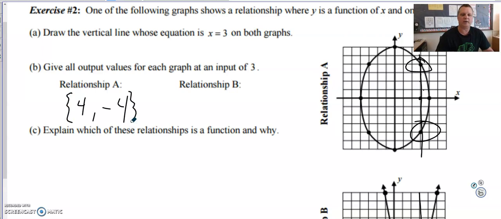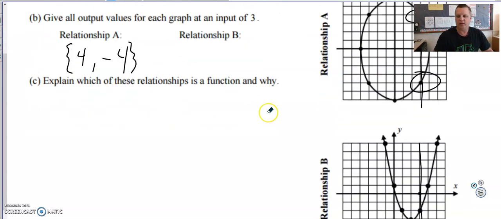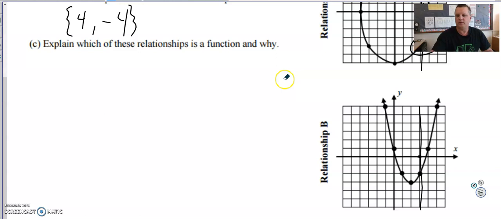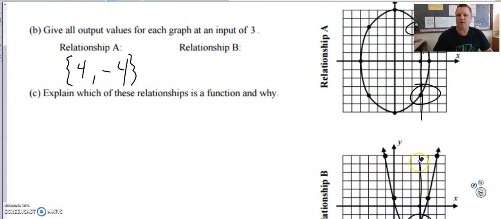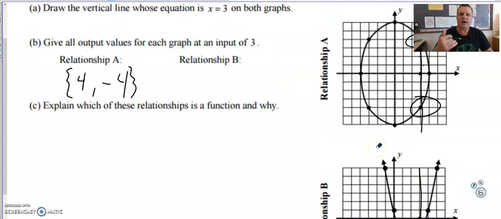Use some sort of bracket. Okay? Do not use a parenthesis because then it looks like an ordered pair. So this represents the solution set. And that's relationship A. Relationship B is just this value right there. And they want the output values, they want the y values, so that's negative 2.